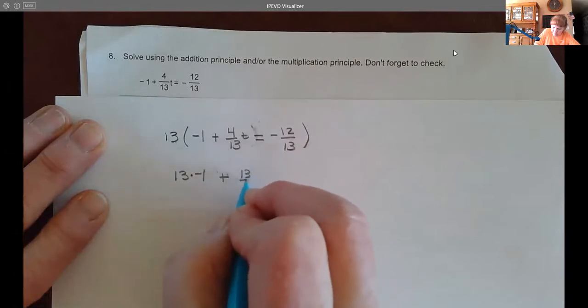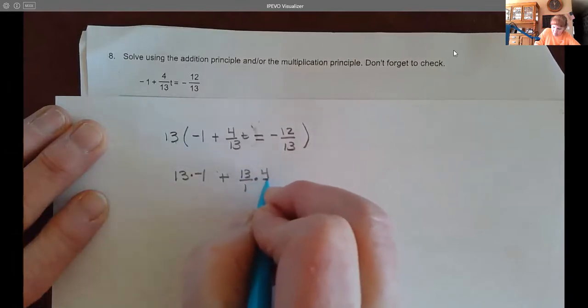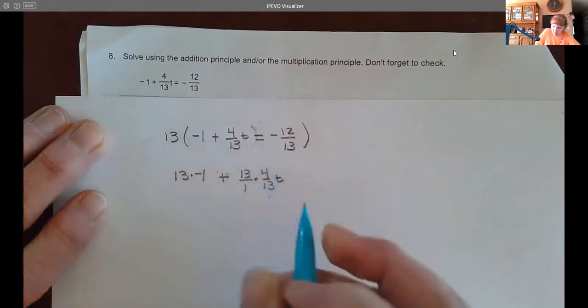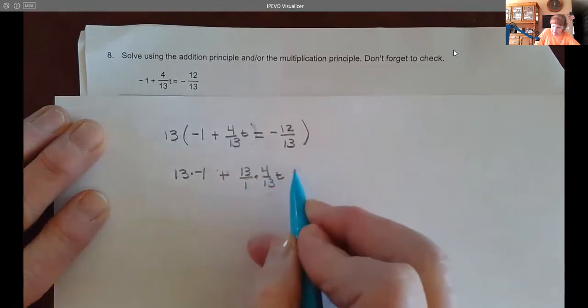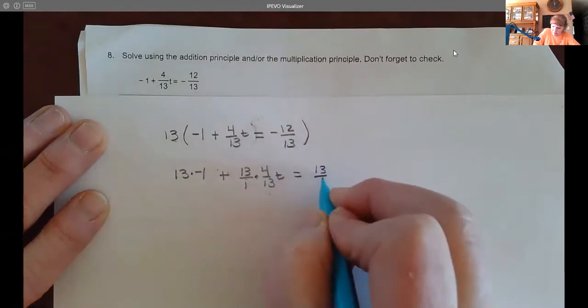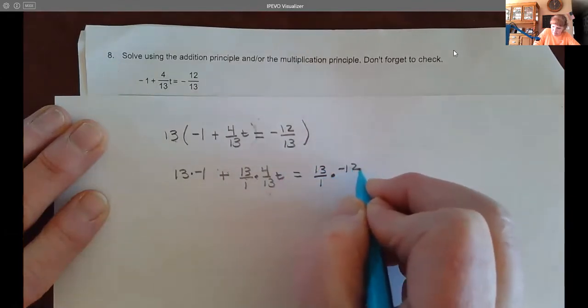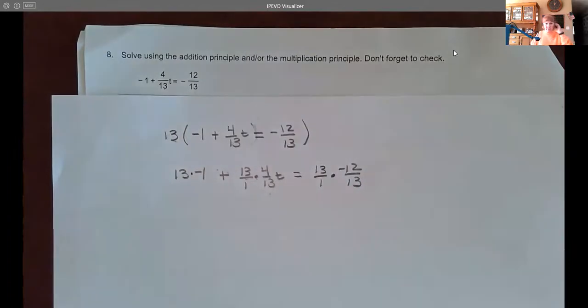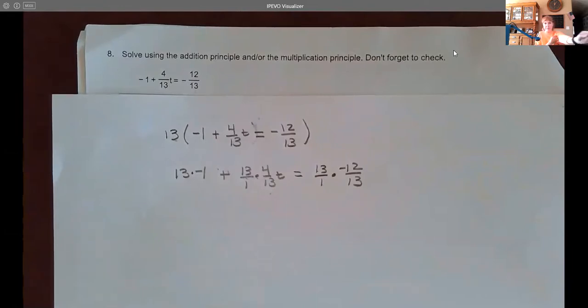13/1 times 4/13t. Okay, there's 13 times that term, equals 13 times this, 13/1 times a -12/13. Okay. So now I'm going to multiply, I'm going to reduce, and the 13ths in the denominator should disappear, and then it's a two-step equation and you solve it.